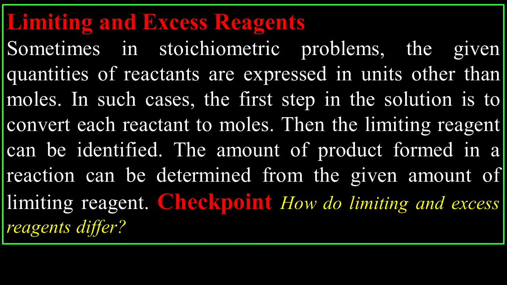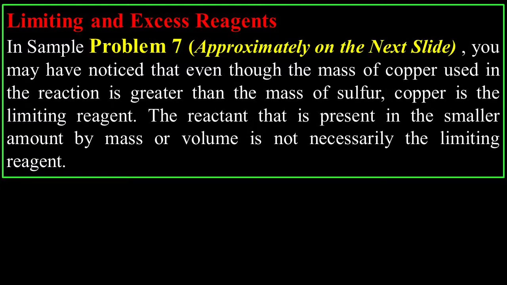Sometimes in stoichiometric problems, the given quantities of reactants are expressed in units other than moles. In such cases, the first step in the solution is to convert each reactant to moles. Then the limiting reagent can be identified. The amount of product formed in a reaction can be determined from the given amount of limiting reagent. Checkpoint: how do limiting and excess reagents differ?